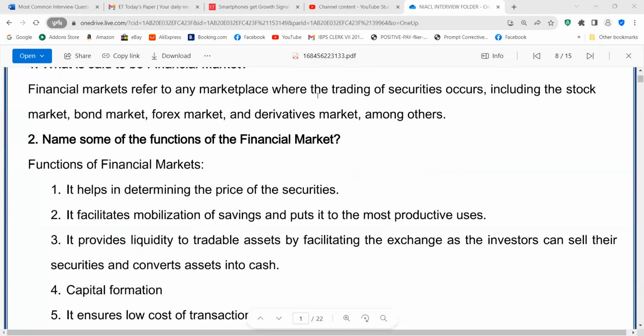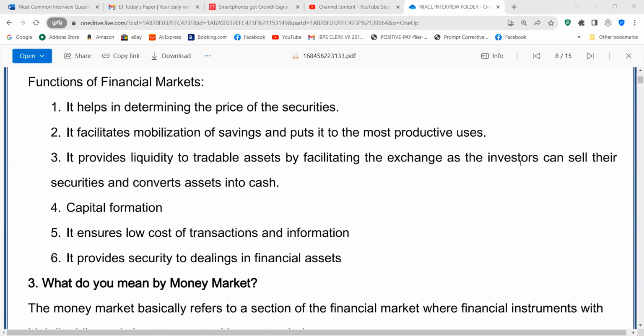Name some of the functions of the financial market. Functions of financial markets: it helps determining the price of securities, it facilitates mobilization of savings and put it to the most productive uses, it provides liquidity to tradable assets by facilitating the exchange, as the investors can sell their securities and convert assets into cash. Capital formation: it ensures low cost of transactions and information. It provides security dealings in financial assets.